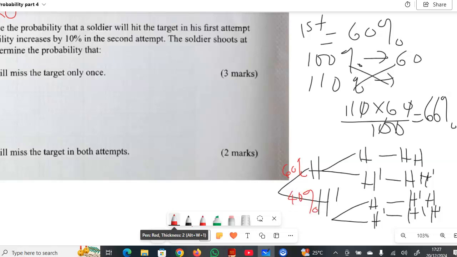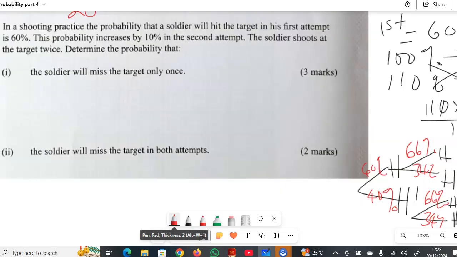Then the second case, you are told that the second attempt is increased by 10%. Do we have it as 66%? So hitting is 66%, and of course missing will be 100 minus 66, you get 34%. So the same case here, 66% and then 34%. That the soldier will miss the target only once.